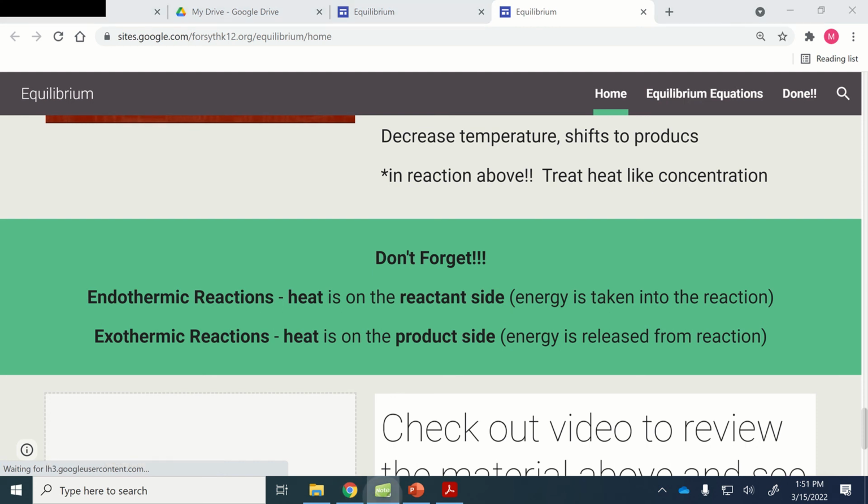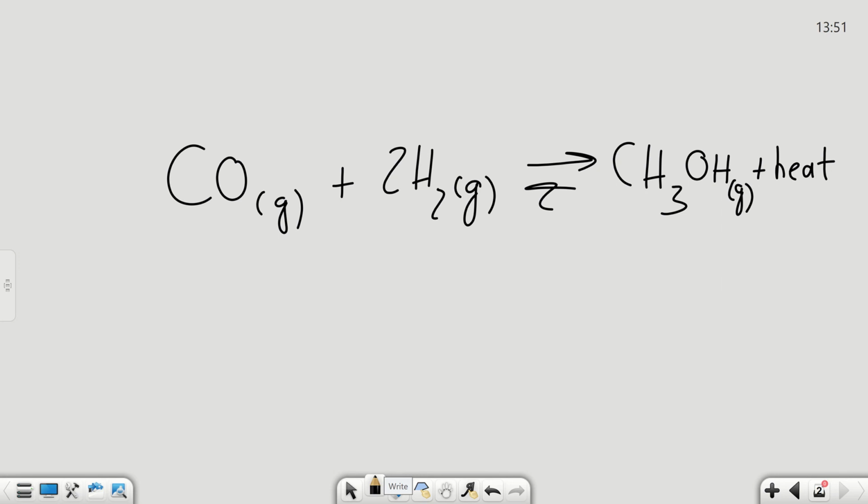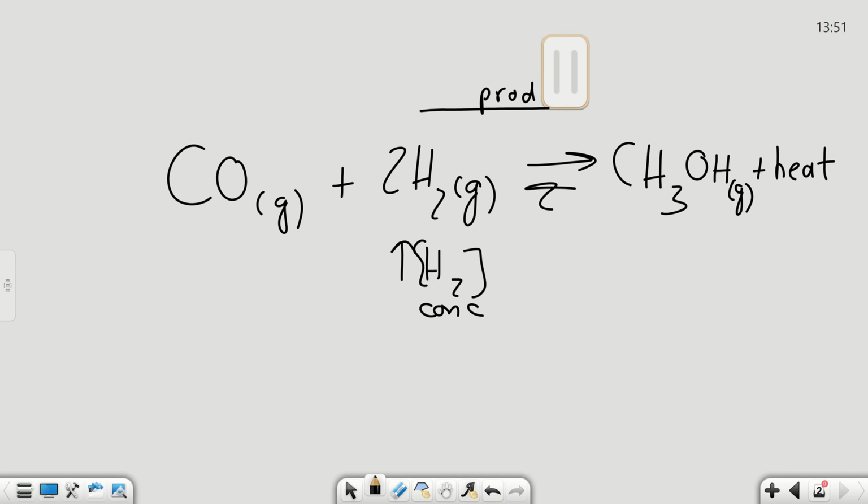So let's take a look at a couple other examples here. I have two examples, so let's go through all the different situations I can have. Let's say I increase the concentration of H2. If I increase the concentration of H2, I'm going to shift this reaction toward the products. Why? I'm putting more stuff in on the reactant side, so it wants to relieve that pressure and go to the product side, according to Le Chatelier's principle.